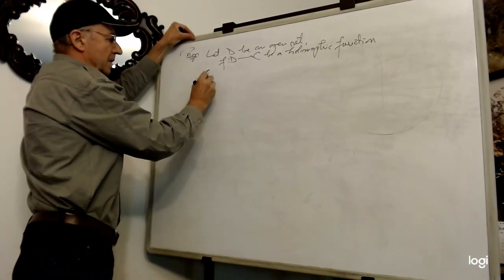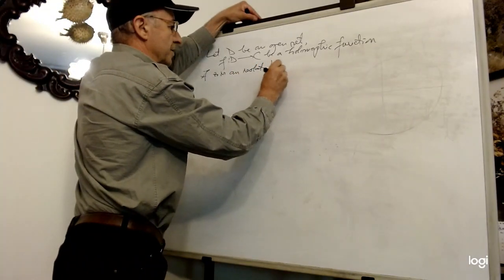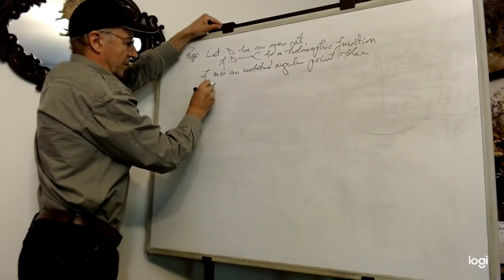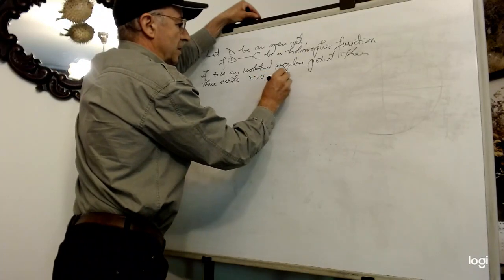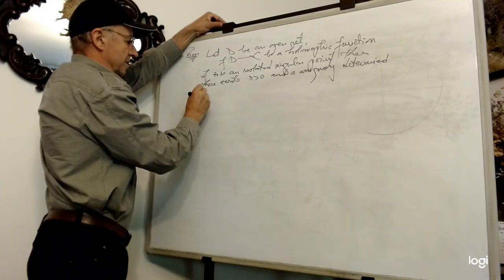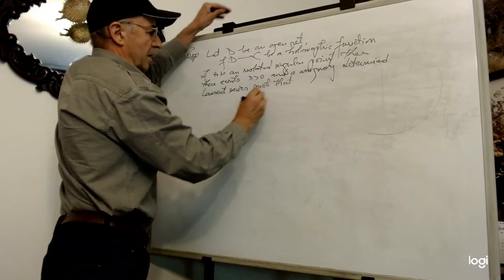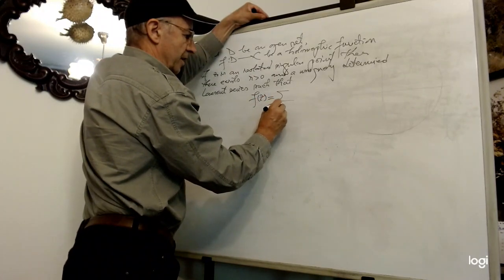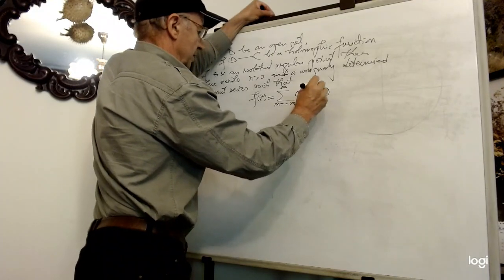If z0 is an isolated singular point, then there exists R greater than 0 and a uniquely determined Laurent series such that f of z is exactly the sum of the considered Laurent series, the sum for n from minus infinity to infinity of the coefficient a n times z minus z0 to the n.